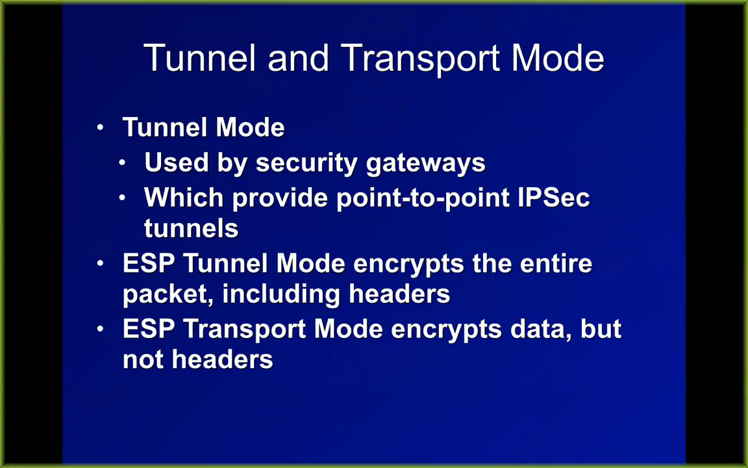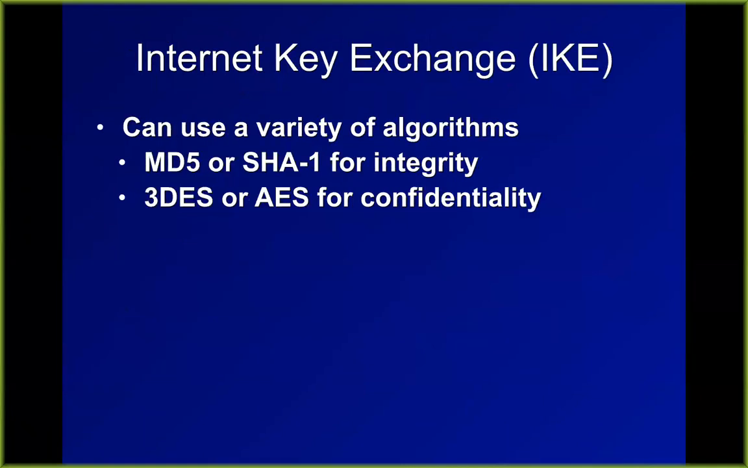There's a tunnel mode and a transport mode used to move the packets back and forth. One of them encrypts entire packets and puts them in other packets. The other mode just encrypts the data, but it doesn't encrypt the headers. Internet Key Exchange can use a variety of algorithms using MD5 or SHA-1, and it can run on triple DES or AES. One issue that occurs to me is I wonder if they're going to update this to SHA-2, and I suppose that's going to happen, but I'm not sure it's happened yet.